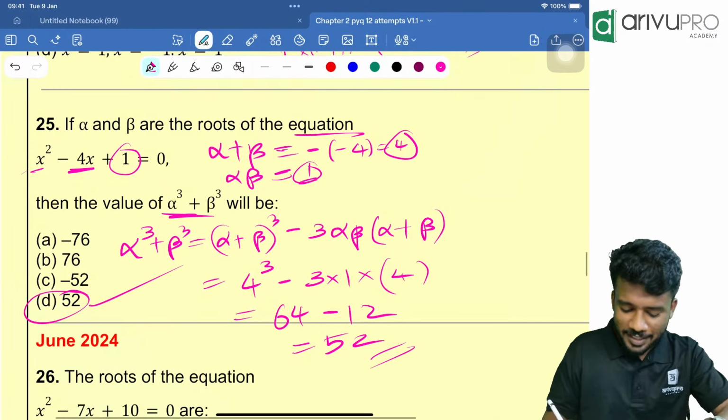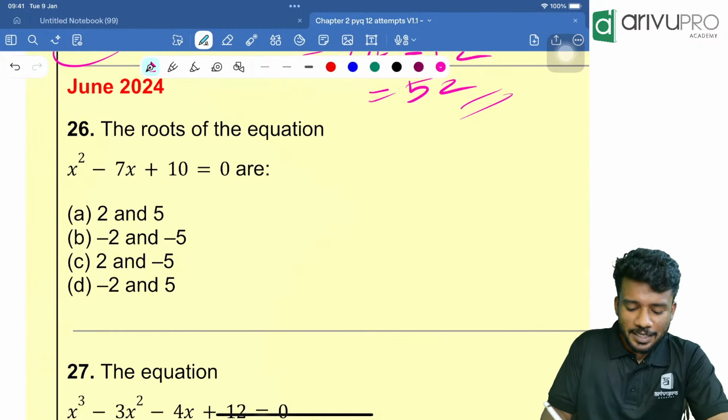Very, very easy question, right? June 2024. The roots of the quadratic equation.